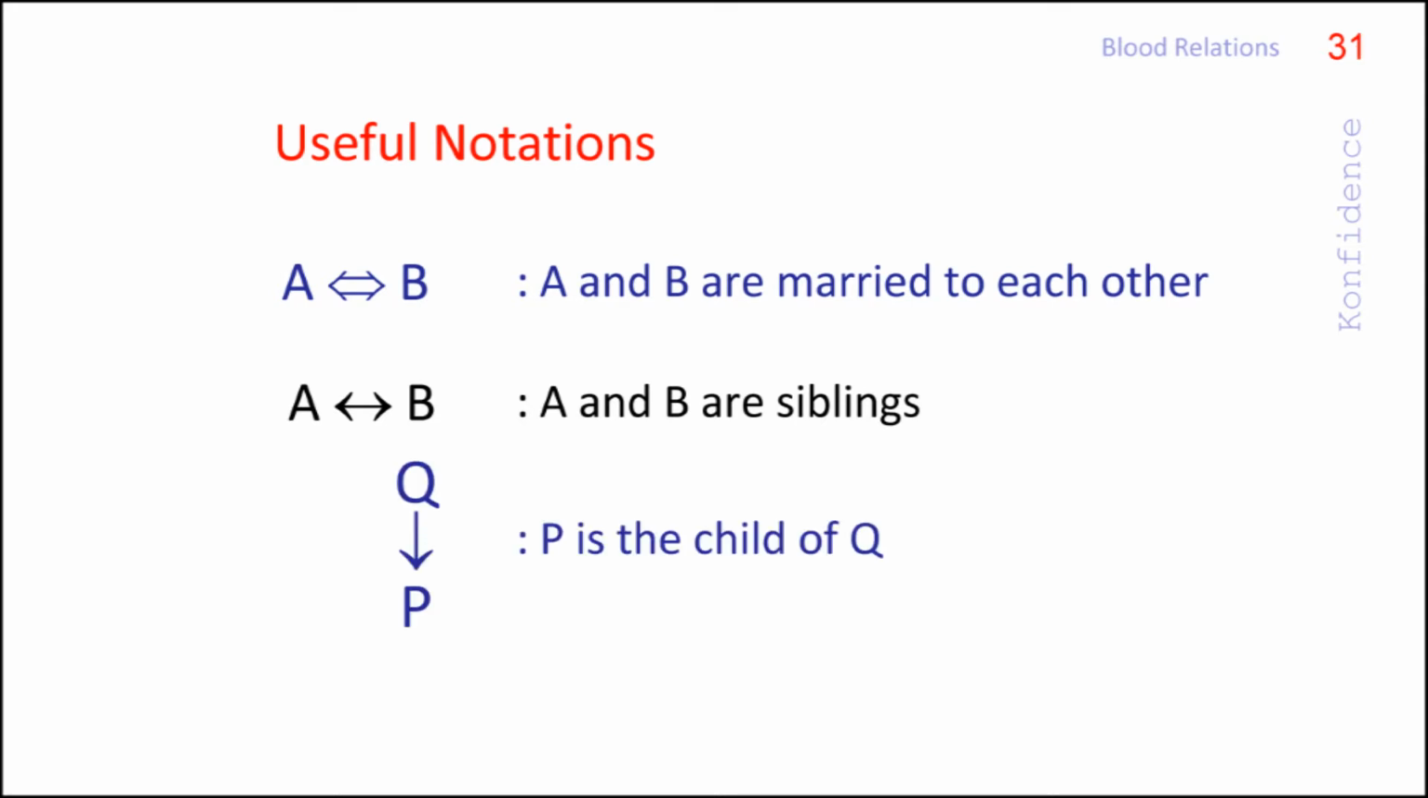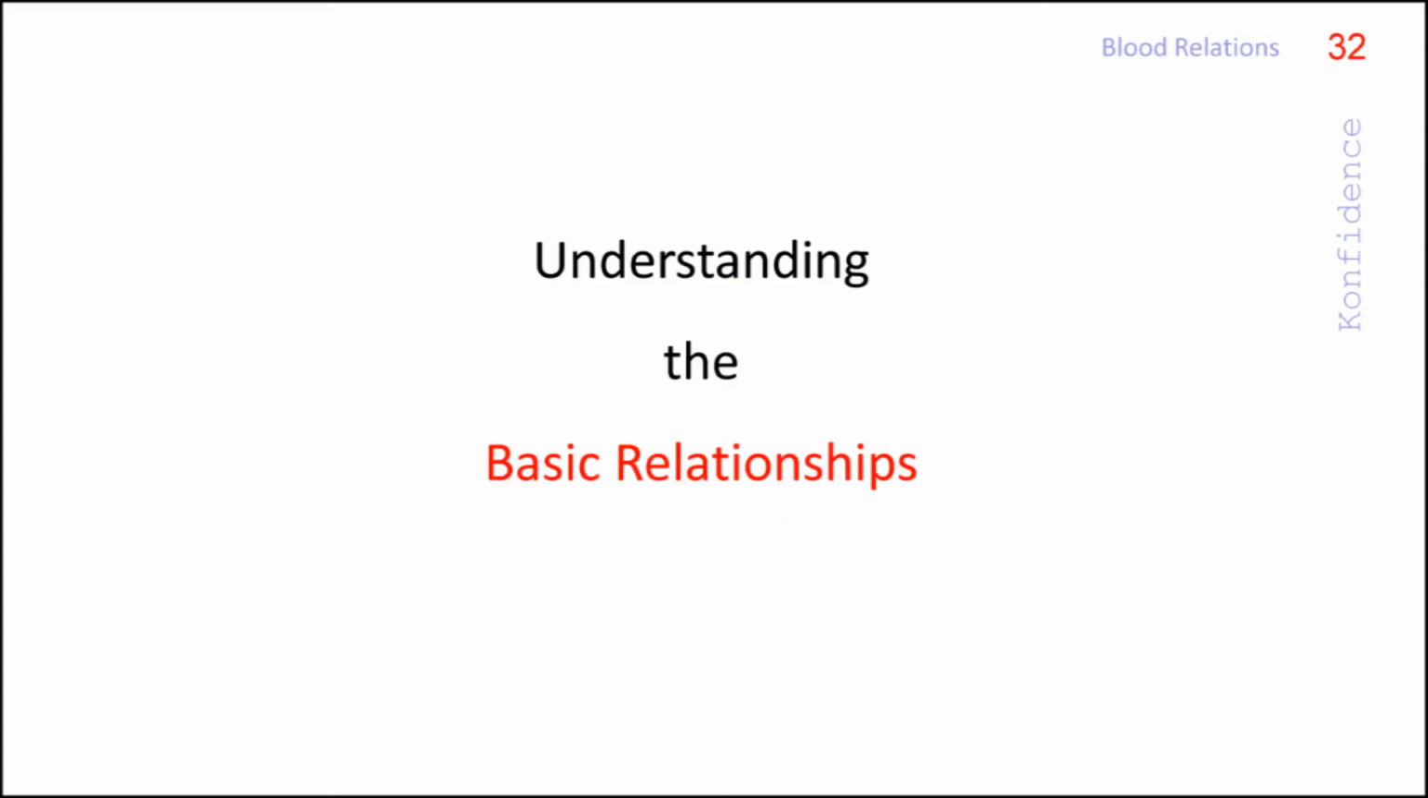To indicate that P is the child of Q, we use an arrow from Q to P. Note that the position of Q is above P as per the hierarchical representation. Let us spend some time to look at the nuances of these relationships. Look at the slide.